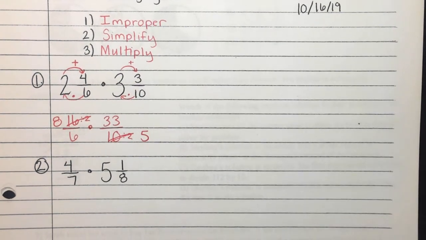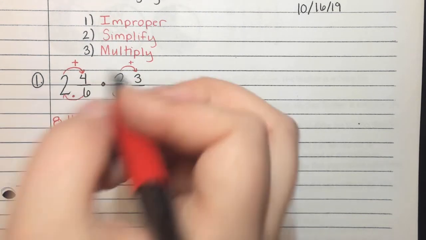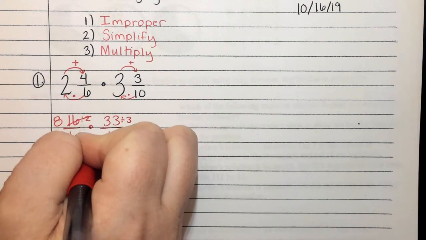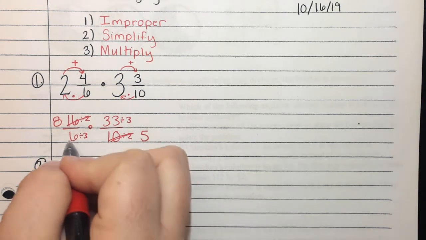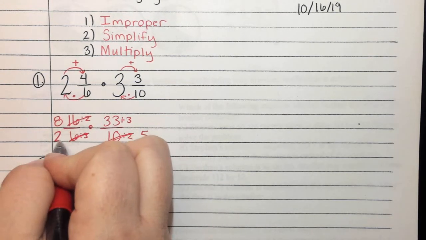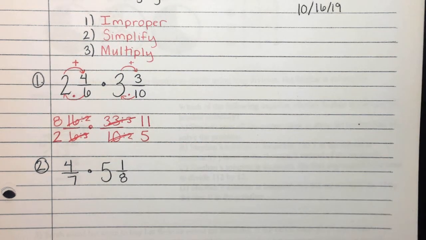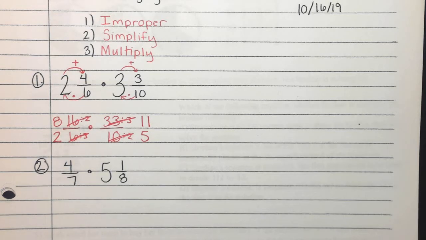Okay. What else can I simplify, Peyton? 6 and 33. What can I divide those by? 3. Right? 6 divided by 3 is 2, and 33 divided by 3 is 11. Okay? What else can I simplify?